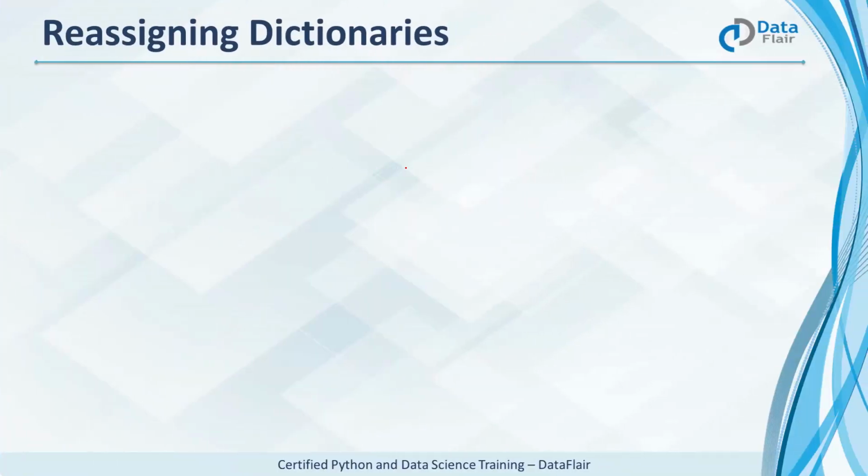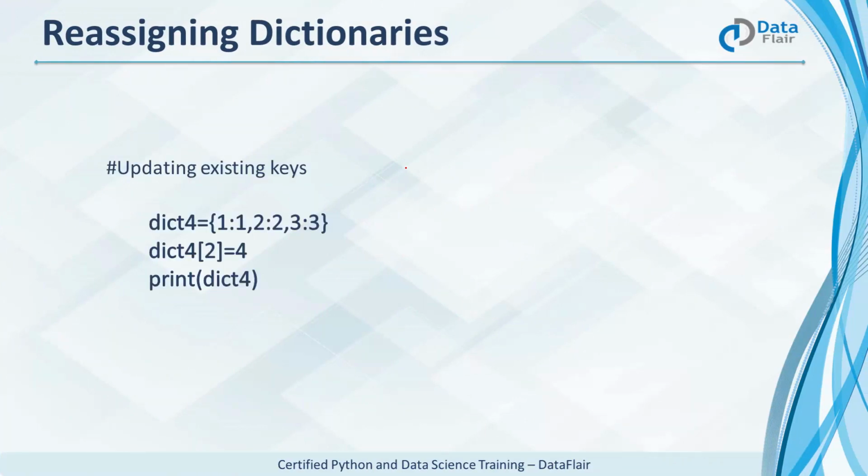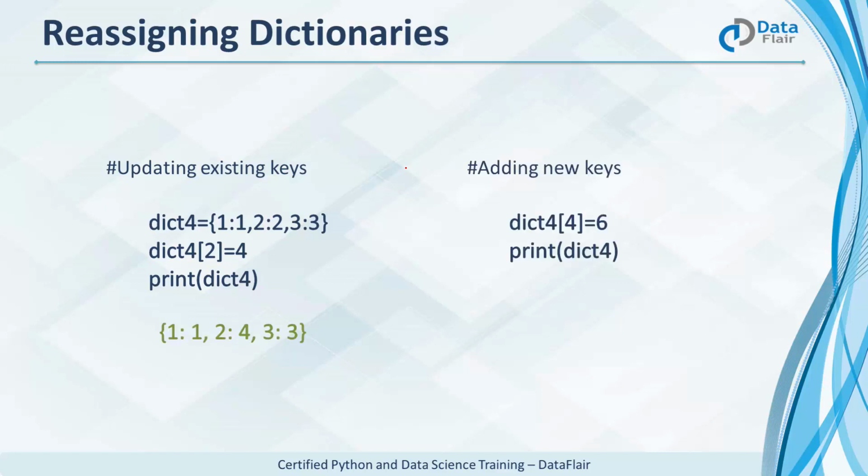We can also reassign dictionaries. We can update existing keys. The value for the key 2 is now 4. And we can also add new keys. This dictionary now holds 4 key-value pairs.